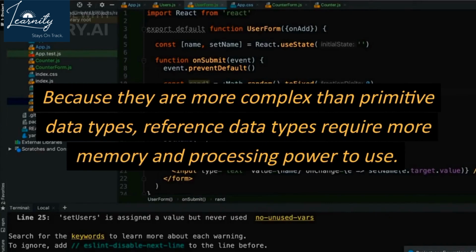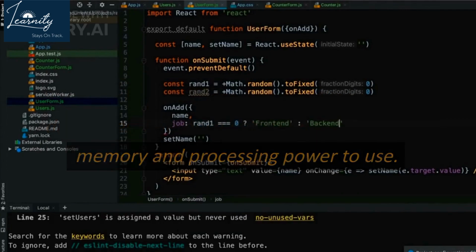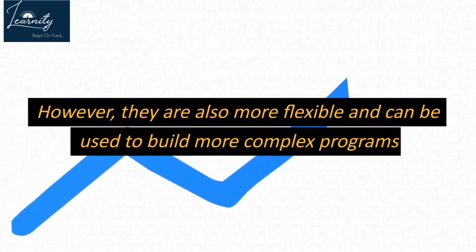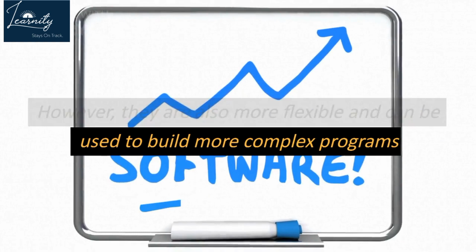Because they are more complex than primitive data types, reference data types require more memory and processing power to use. However, they are also more flexible and can be used to build more complex programs.